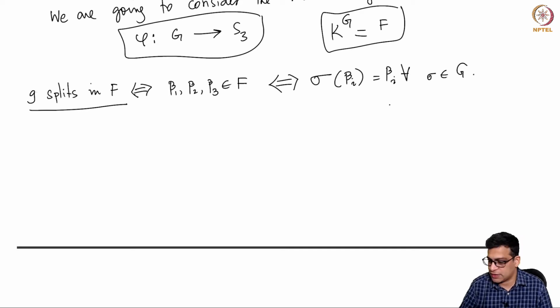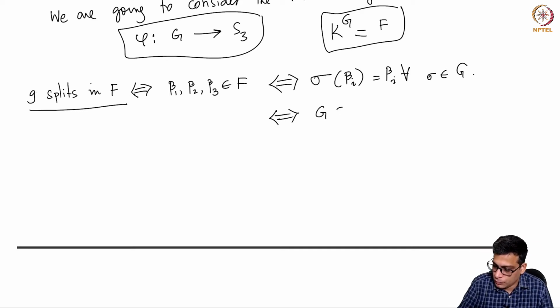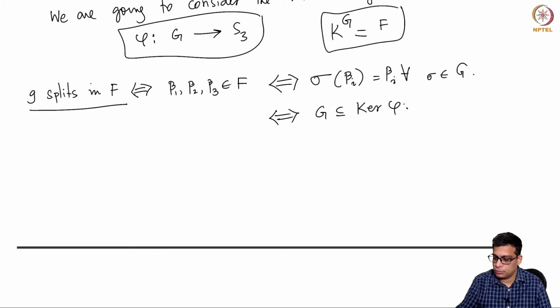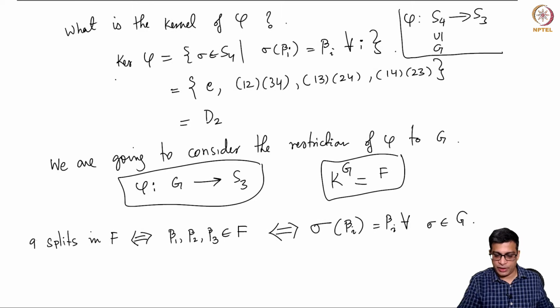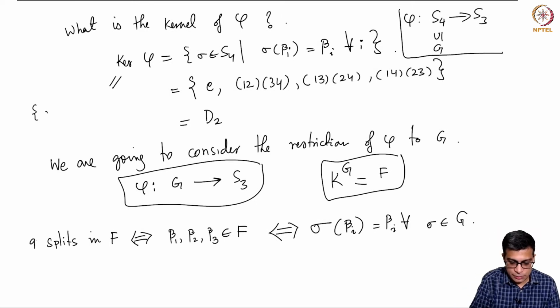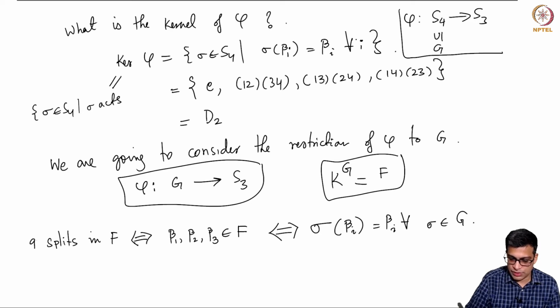But that means G is kernel phi, right? Because what is kernel phi? These are elements in S4 such that sigma acts trivially. I mean, this is what in words it means.